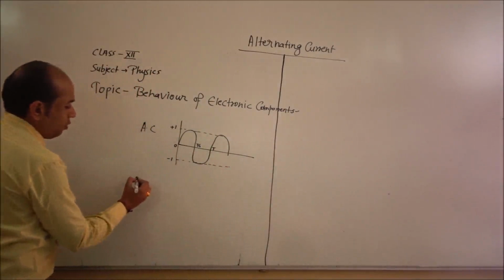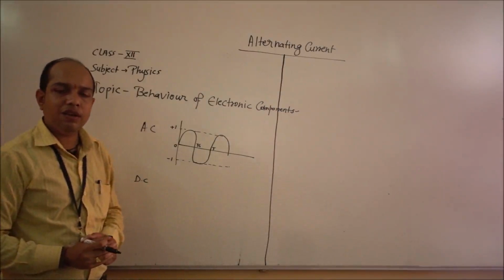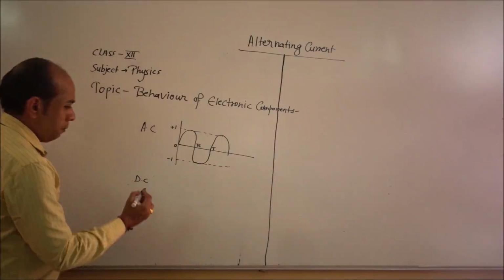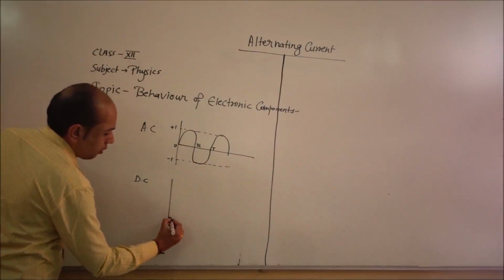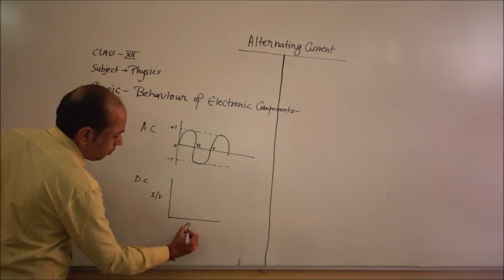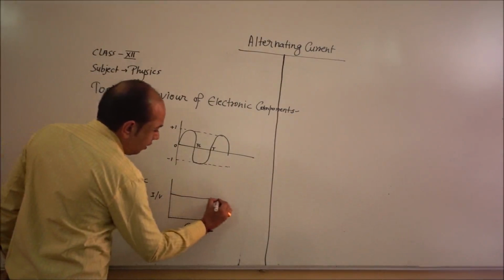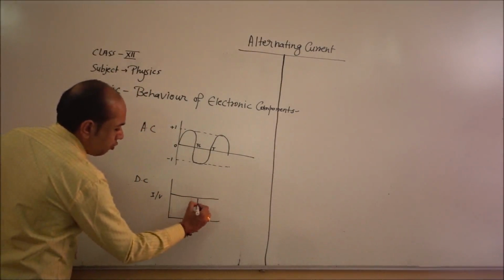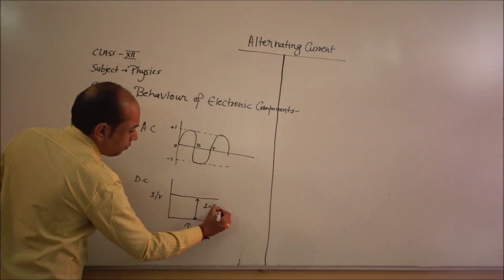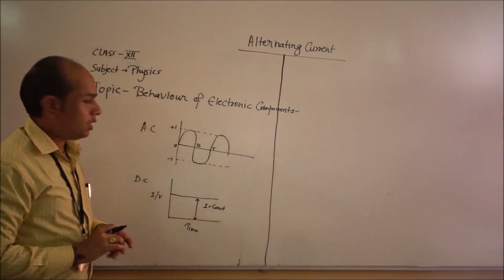Similarly, if we talk about DC, direct current, a current is said to be DC if its magnitude and direction do not change with respect to time. So if we draw the graph of current and voltage versus time, what do you find? A straight line. And this straight line shows that the current is constant. So this is the basic difference between AC and DC.